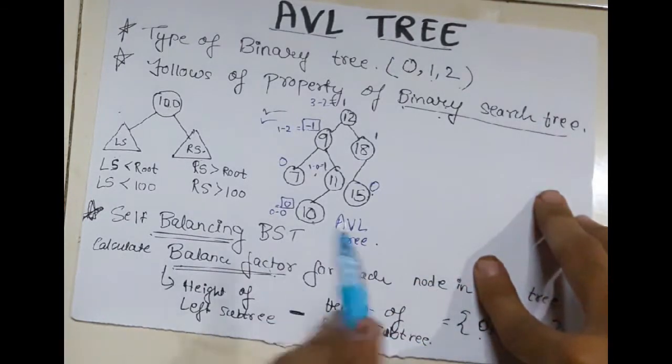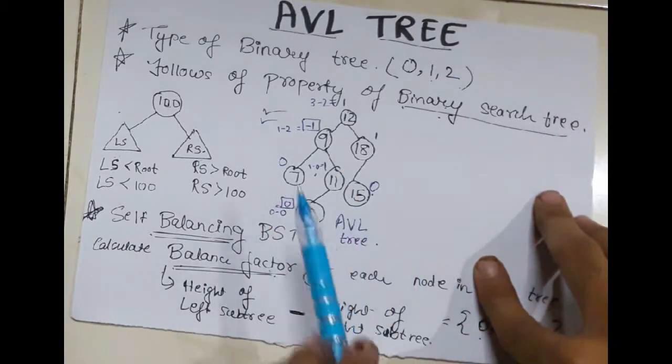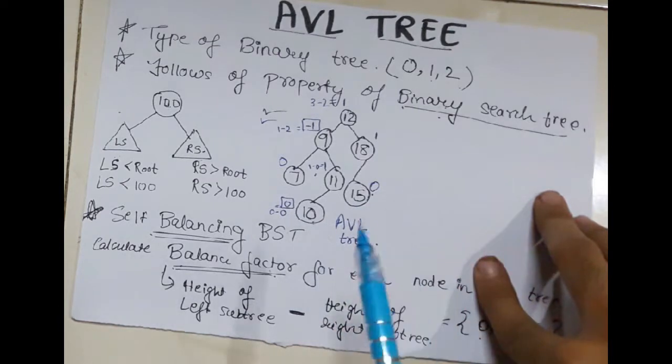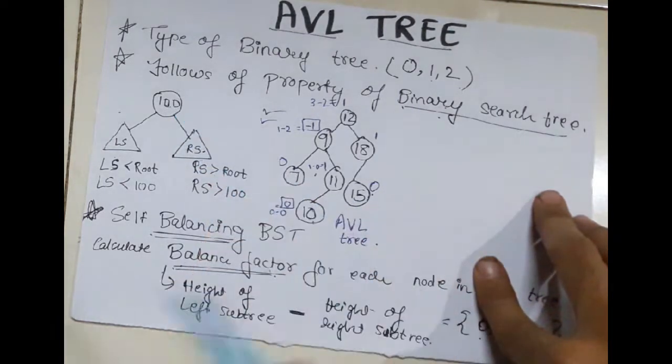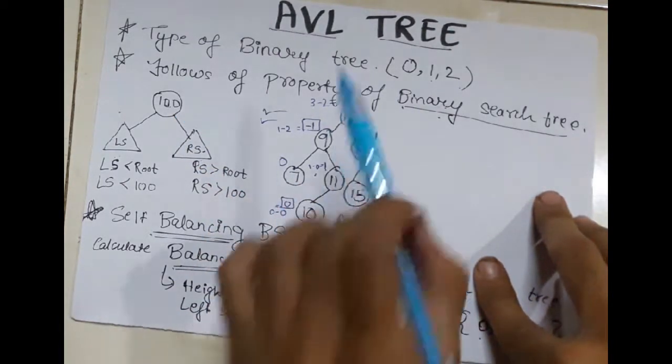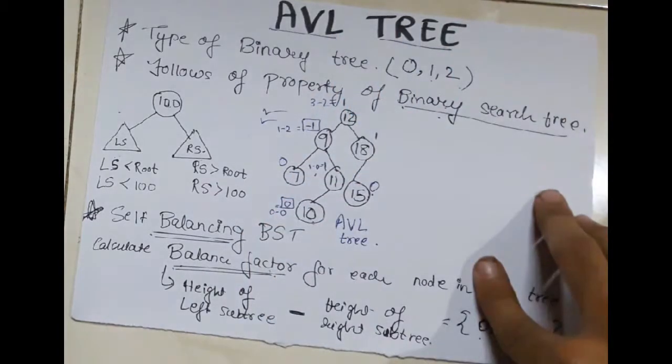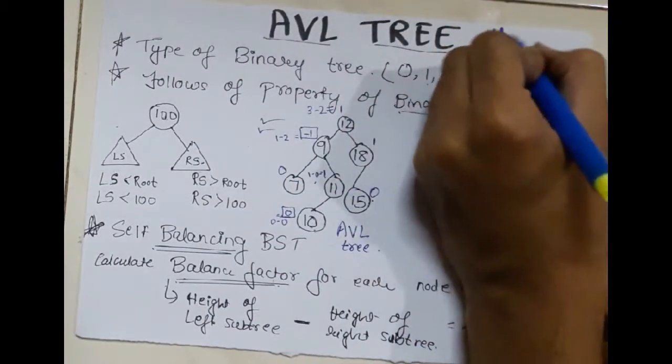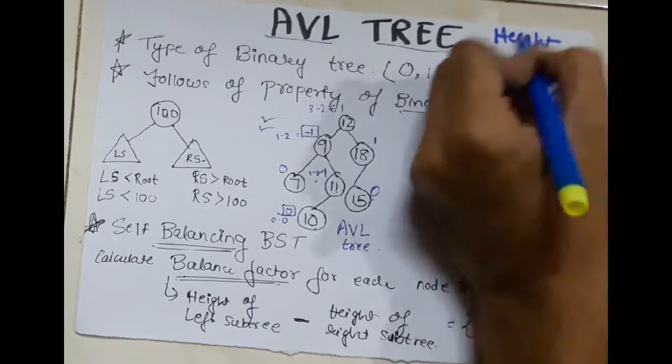Okay, and one more thing about AVL tree. So AVL tree is a balanced tree and this balancing is based on the height, isn't it? So the AVL tree is also called a height balanced tree.